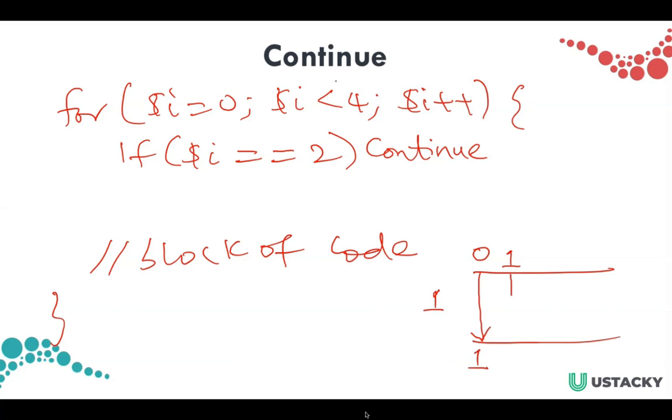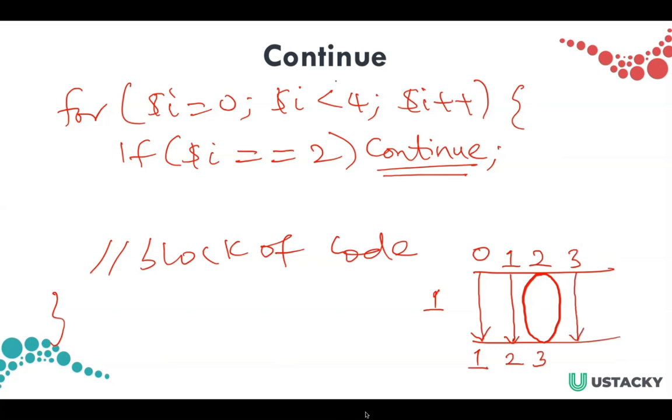The second iteration, this is 2. For the third iteration, $i is starting from 2. And at this point, when $i equals 2, this statement will be executed, continue. The meaning is that this loop should be skipped, but you move to the next loop, which is 3. When $i equals 3, you have another loop.